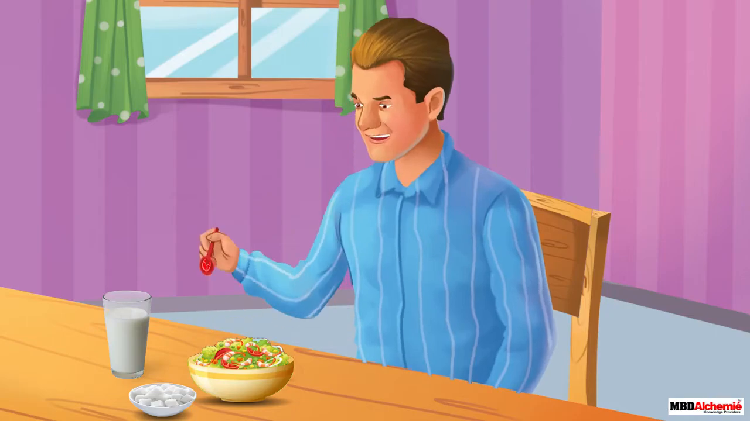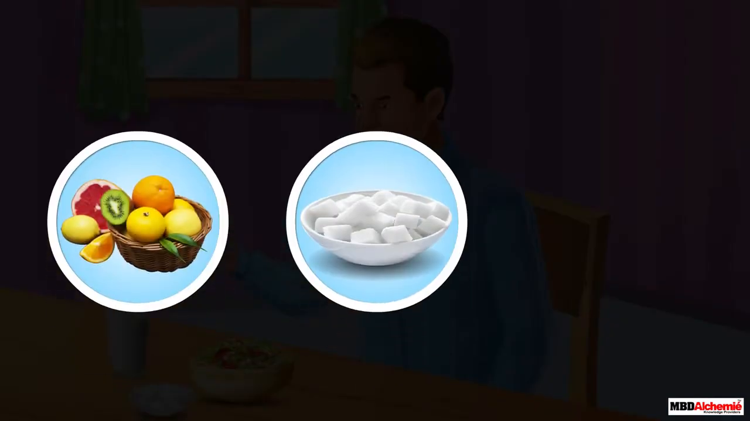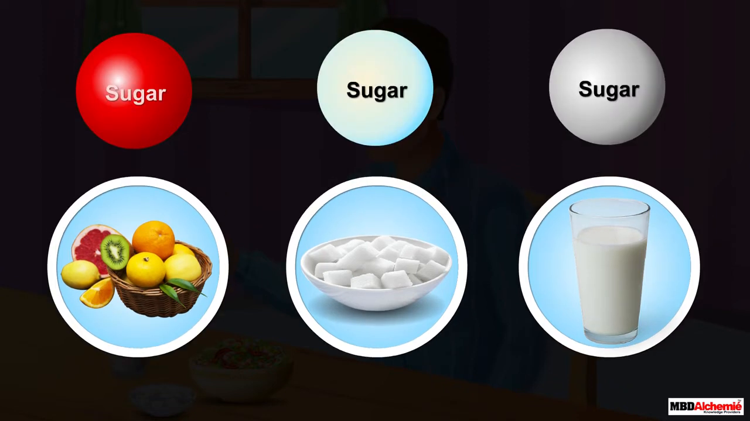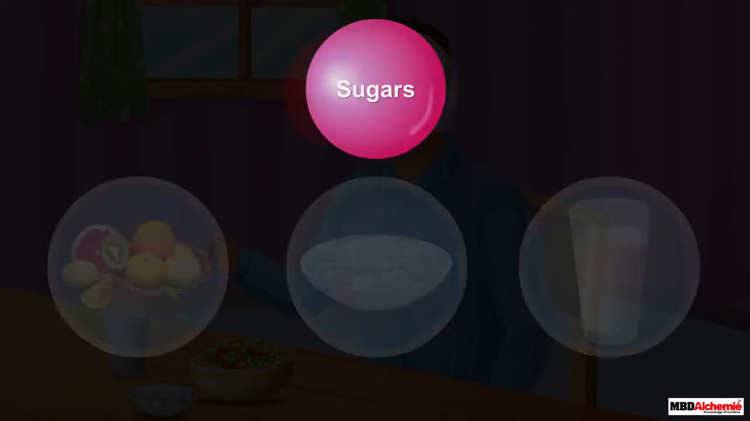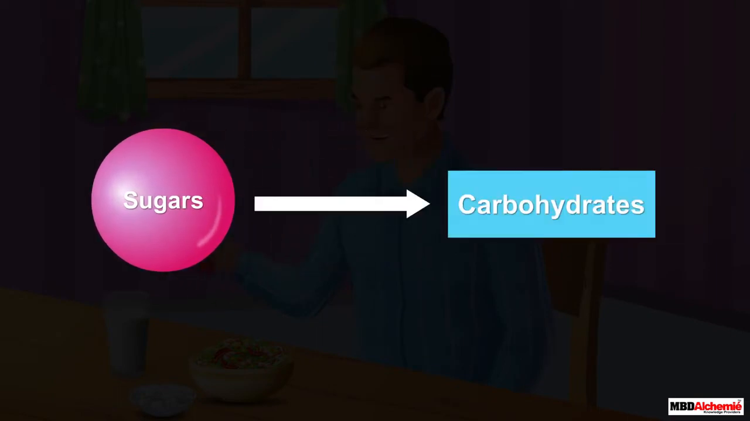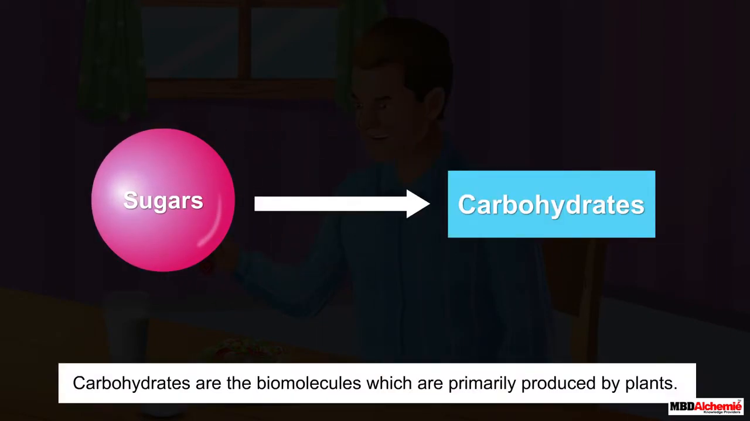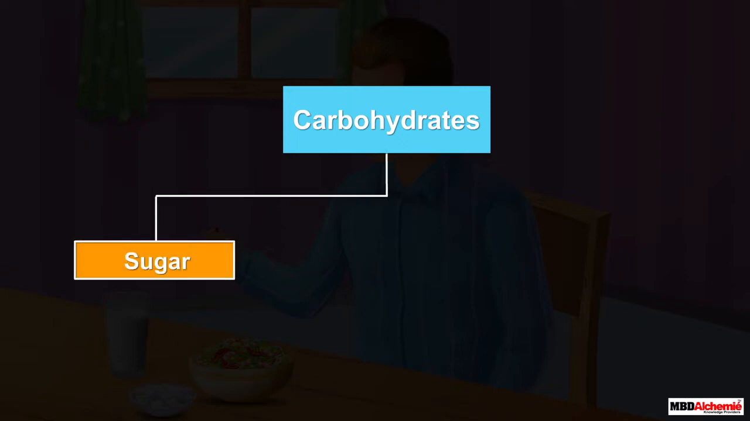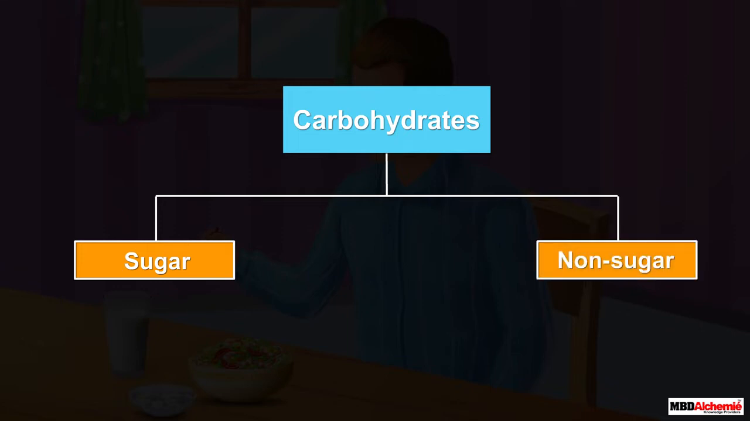We eat a variety of foods such as fruits, table sugar and milk that have some sweetness in their taste. The sweetness of these foods is due to the presence of certain sugars in them. These sugars are one of the types of compounds called carbohydrates. Carbohydrates are the biomolecules which are primarily produced by plants. If the carbohydrates are sweet in taste, they are considered as sugars, while the others are considered as non-sugars.